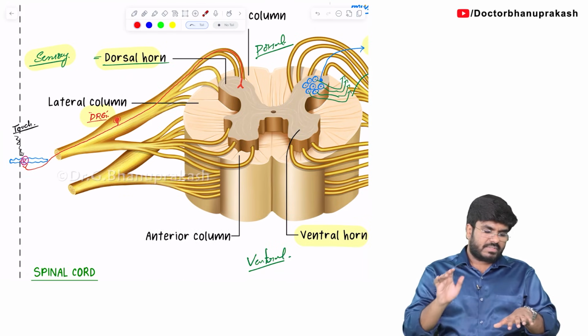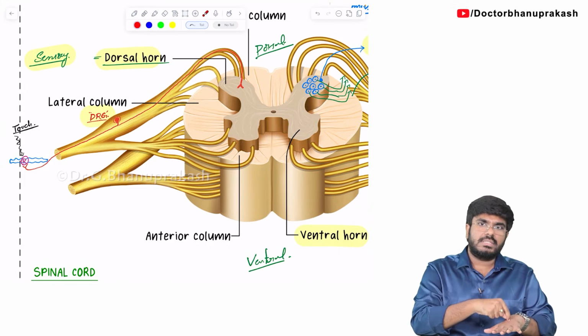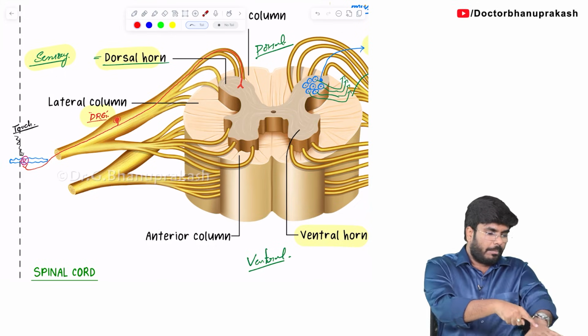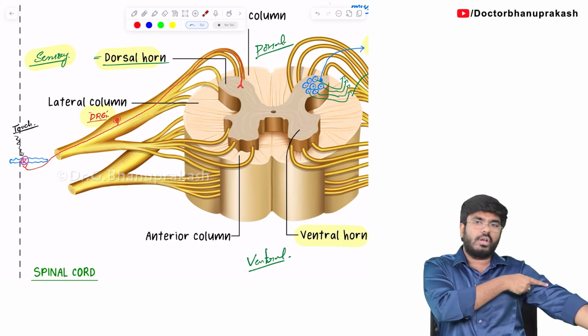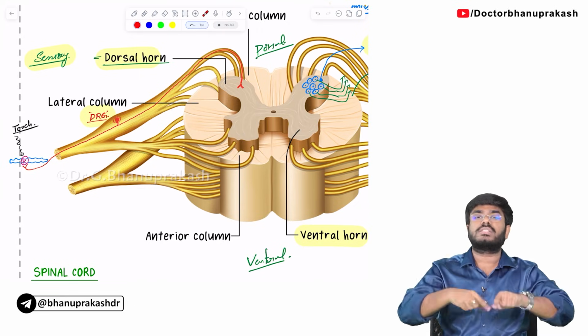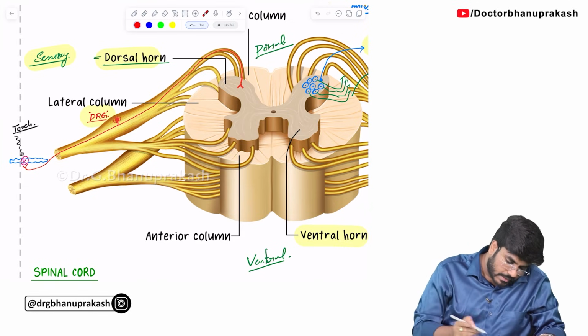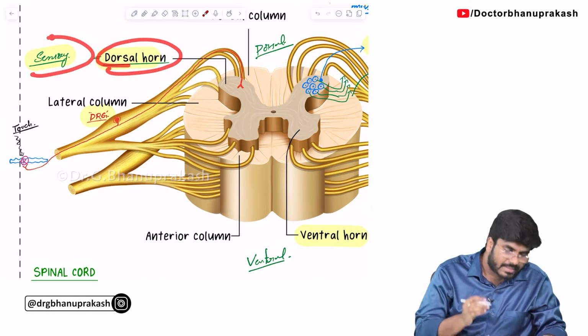So, from today, if someone is touching you, touch, pain, temperature, pressure, all the sensations, with the help of this sensory neuron, will first enter into the spinal cord. Which part of the spinal cord? It is entering into the dorsal horns of the spinal cord. So, that's why the dorsal horns are sensory. Now you understand, dorsal horns are sensory.